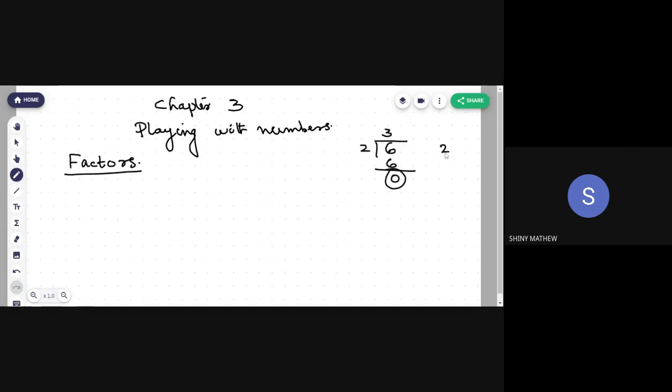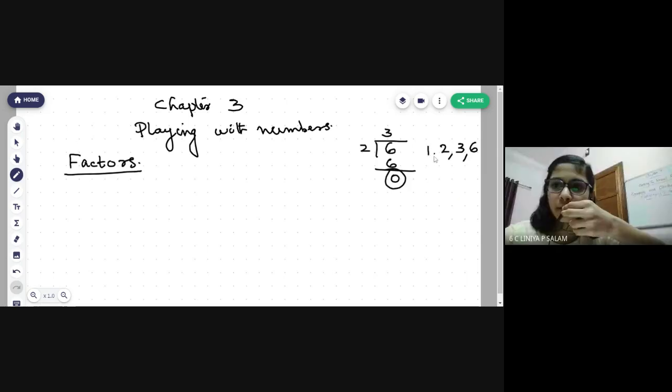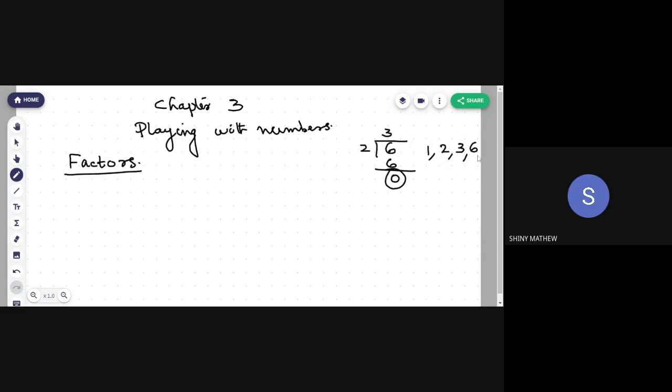Clear now? So 2 is a factor of 6. Then can you say another factor of 6? 3 is also a factor. Then next one, 6: by 6 we can divide 6. So 1 is also a factor of 6. That means 1 and the same number will be factors of all numbers.